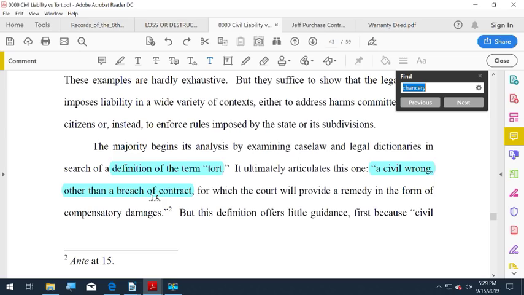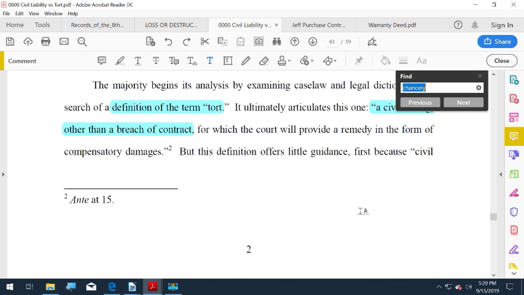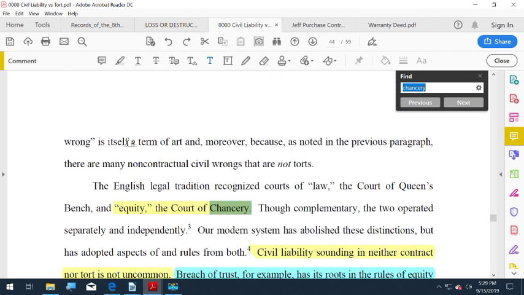And if somebody swore an oath of office, well, that's a contract. Right? So they've breached a contract. So it's not a tort if it's a breach of contract. So that's one way to get around having it be a tort. Say it was a breach of contract, for which the court will provide a remedy in the form of compensatory damages. But this definition offers little guidance because civil wrong is itself a term of art. It can mean many things to many people.